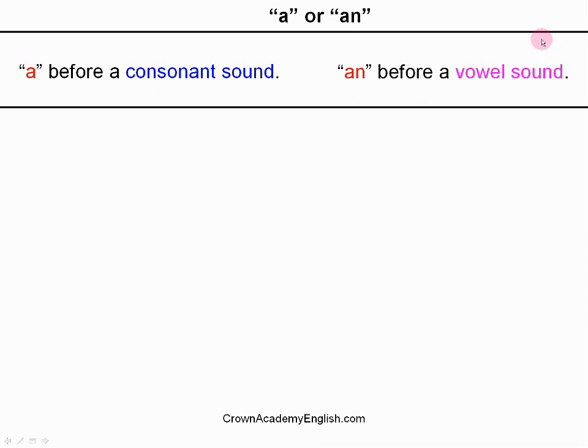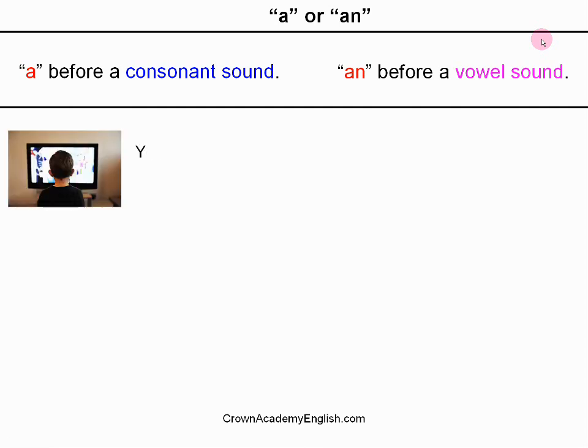Let's look at this rule in a little bit more detail. Yesterday, Mark watched film. So what do we put here? Well, let's look at the pronunciation of film. Film. It is a consonant sound. Therefore, we say a film. Okay, a film. So this is correct.